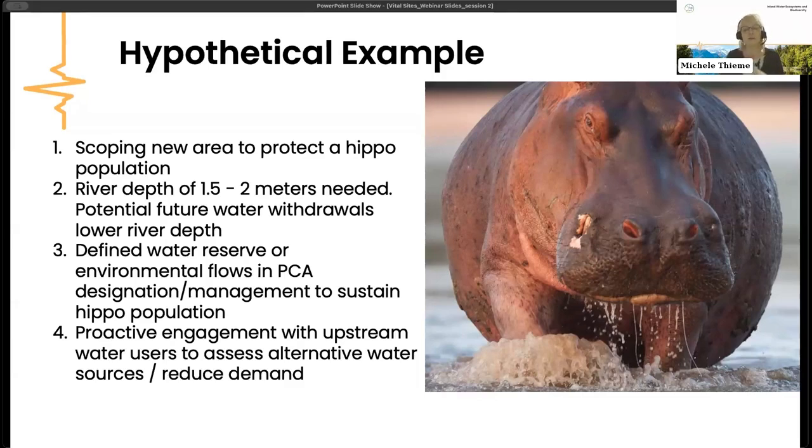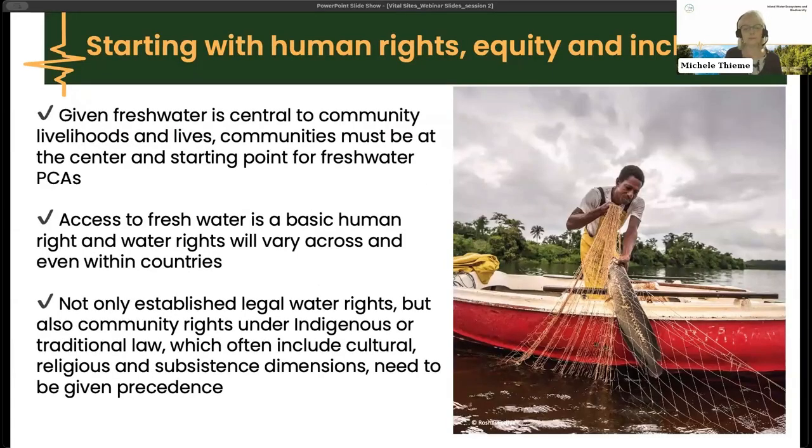And we can also look to engaging upstream water users to see if there's alternative options for where they source their water, or if they could use different crops, or perhaps they can withdraw water at a time of year when it's not so sensitive for hippo populations, like during their breeding season. Next slide, please.